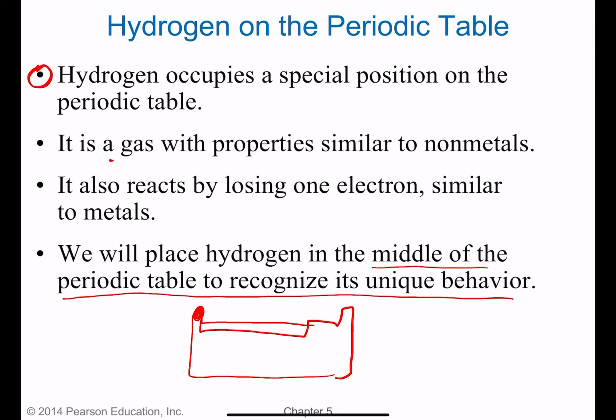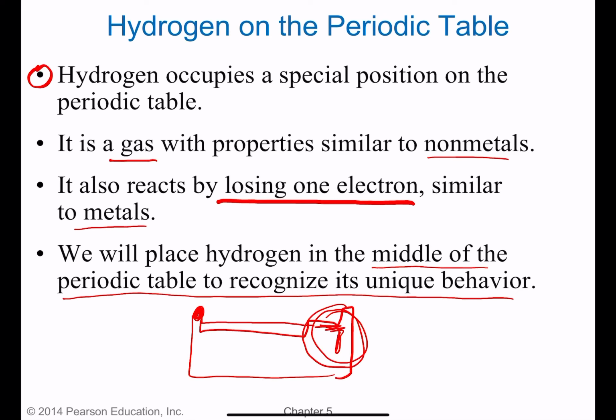So it is a gas similar to the nonmetals, so recall that the nonmetals are over here on the periodic table, and that's where you have several gases. There's 7 naturally diatomic gases where they're gas at room temperature, and hydrogen is one of them. But it also reacts by losing 1 electron, so we're going to talk about that in the videos for this week, which is a property similar to metals. So it's a little bit like nonmetals, and it's a little bit like metals.